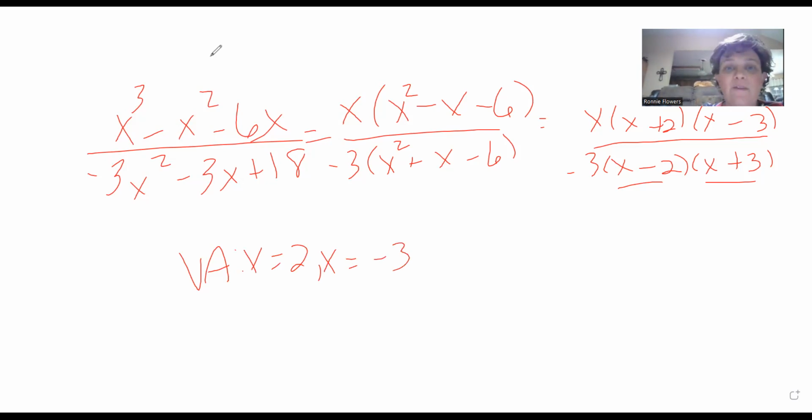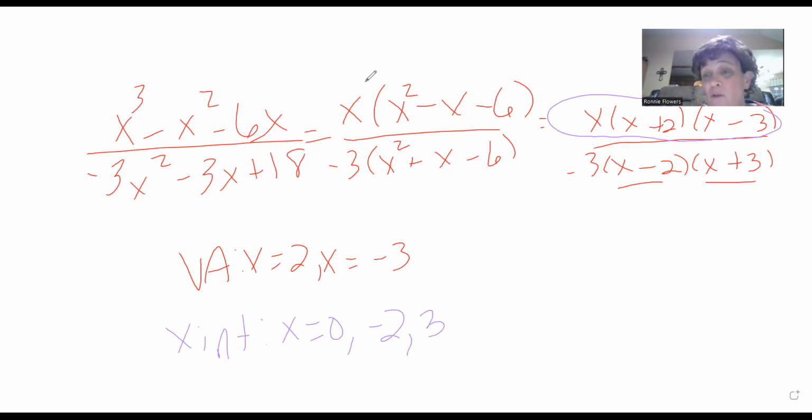My x-intercepts, we get by the top equal to 0. This is my x-intercepts. That means x equals 0, x equals negative 2, and x equals 3. That's my x-intercepts. By the way, we still don't have holes. I will tell you in a minute when we get done with this what would create a hole.